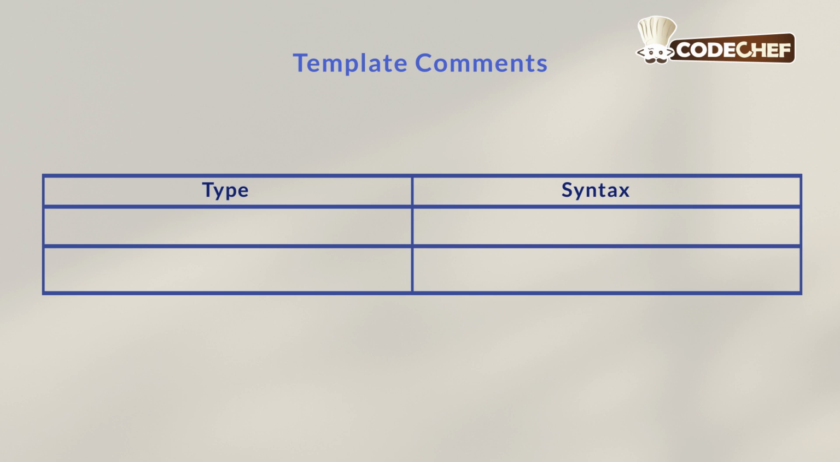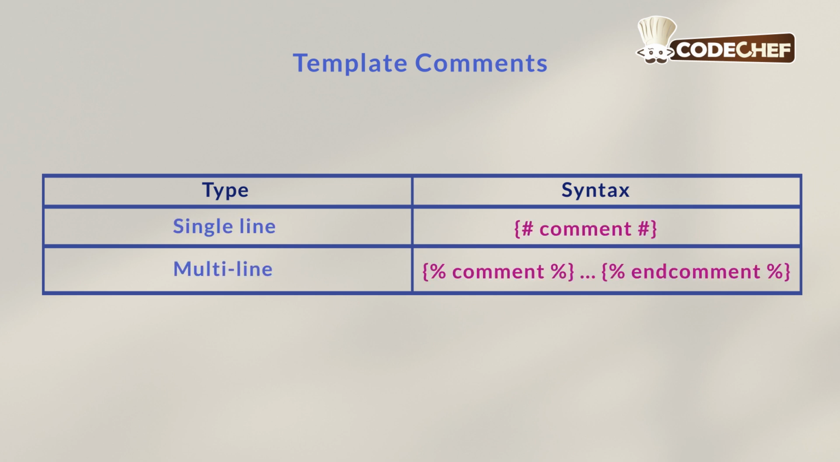Next, let's discuss template comments. Comments help us add notes or temporarily disable template code without affecting what the user sees. Django supports single line and multi-line comments. This is the syntax for single line comments. You start with an open curly brace followed by the hash symbol, write whatever you want, and then close it with the hash and the closing curly brace. Whatever is written within this will be treated as a comment and will not be shown on your web page.